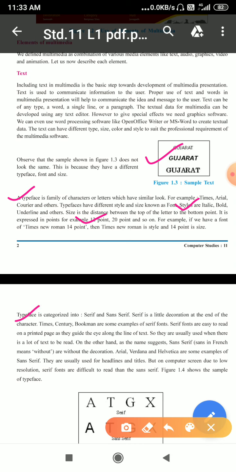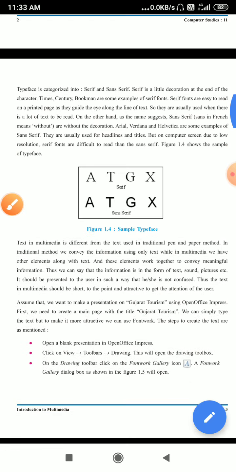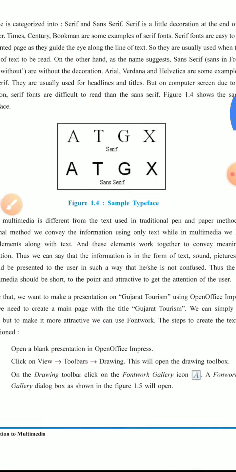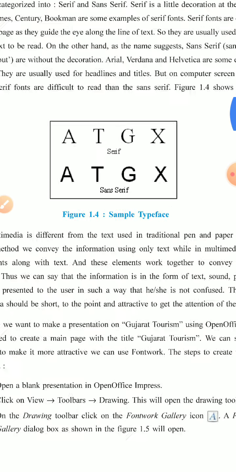Then typeface is categorized into two. One is serif and the other one is sans serif. So the looks are a little different. You can see in the picture here, they have given two samples. You see, what is the difference that you observe? Sans serif and serif. You see, serif has pointed edges, whereas sans serif has rounded edges. So these are different typefaces that are available here.